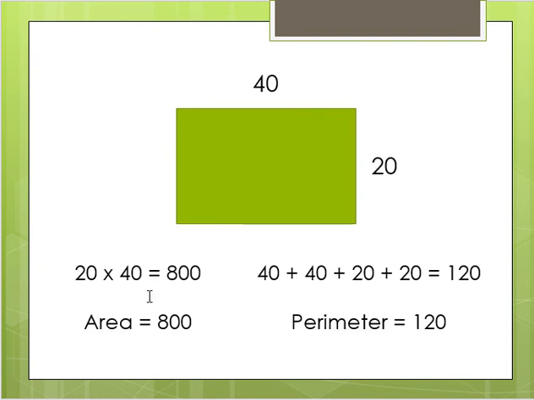So, 40 by 20. The area is found by multiplying 20 times 40. And 20 times 40 equals 800. So the area of the kickball field is 800. Now, to find the perimeter or the outside measurements of the field, you are to add 40 plus 40 plus 20 plus 20, which equals 120. So the perimeter is 120.